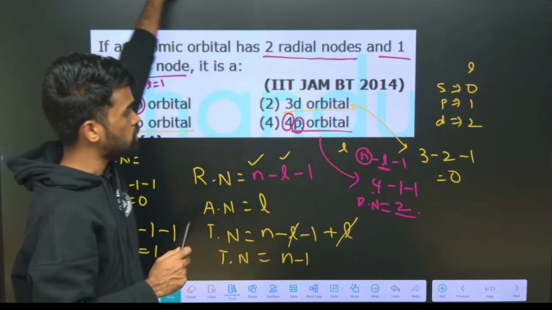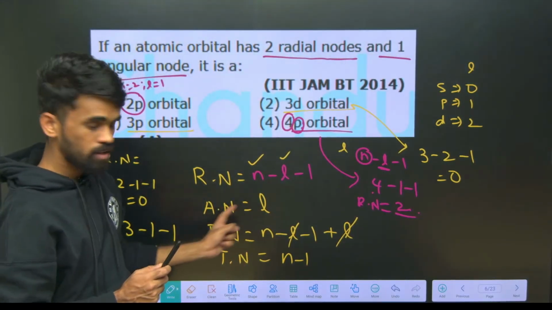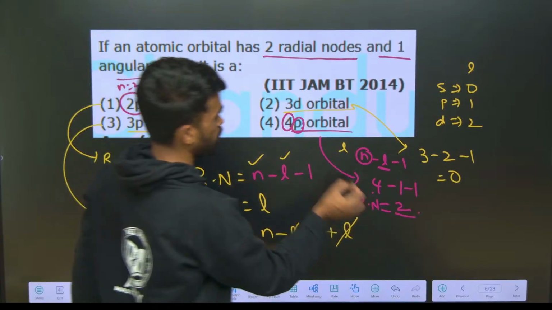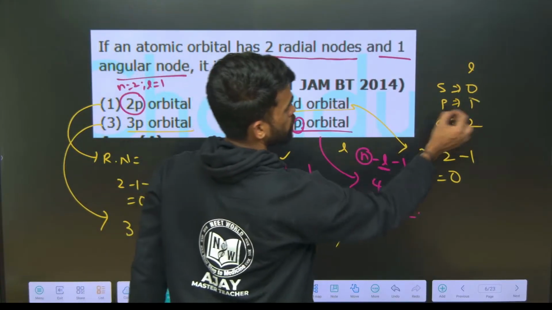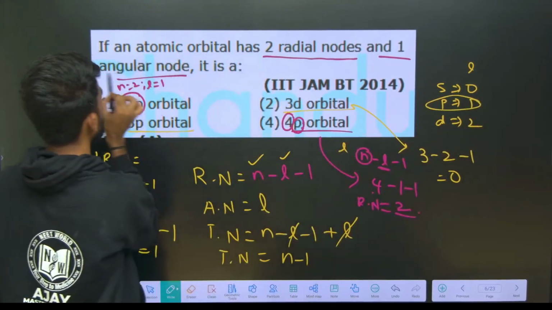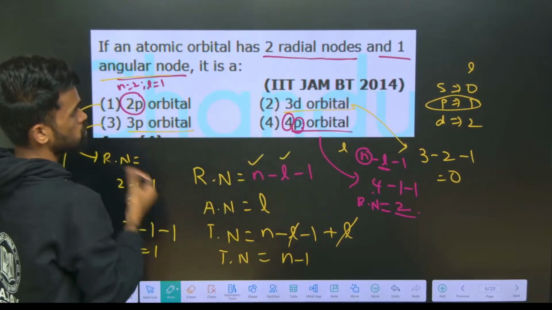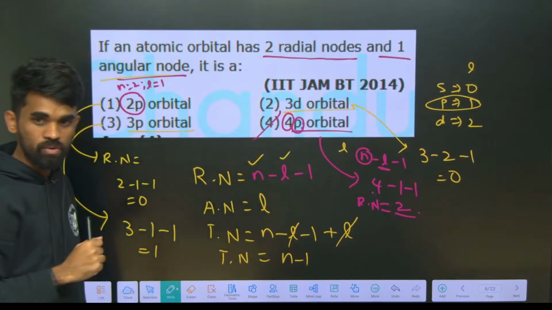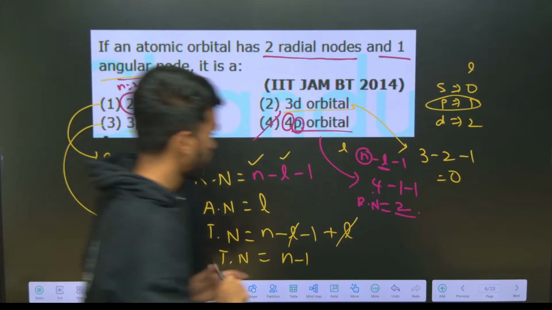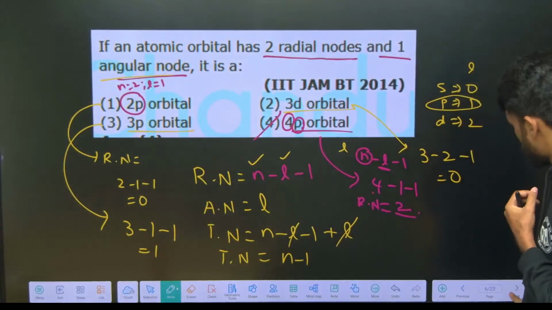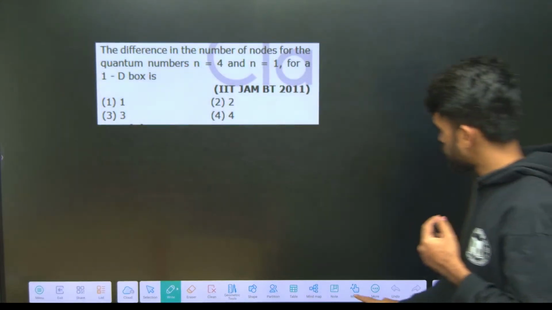Angular nodes, how many did I tell you? It should be equal to L. So what is its L value? For P, L value is 1. So angular nodes are 1 here. They are also saying 1. So our answer is 4 3 4. Very easy only, no? Next, try this question.